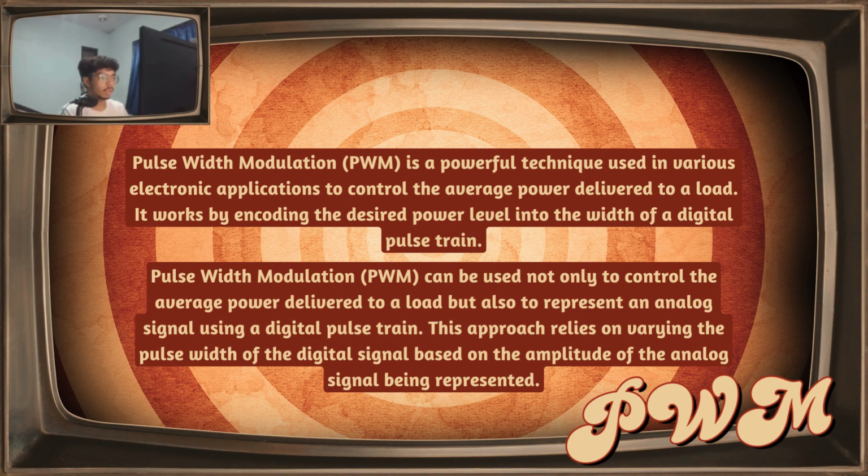Pulse width modulation can be used not only to control the average power delivered to a load, but also to represent an analog signal using a digital pulse train. This approach relies on varying the pulse width of the digital signal based on the amplitude of the analog signal being represented.